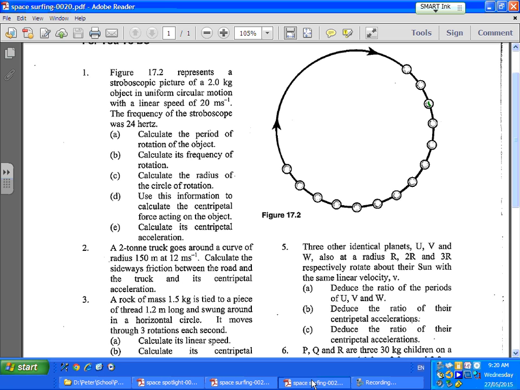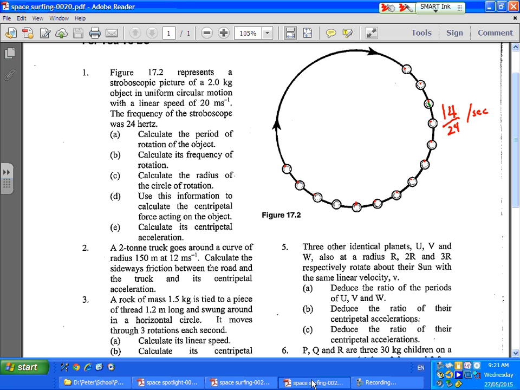So the first thing, calculate the period of rotation of the object. How long does it take to make one circuit of this circle? How many flashes? That's a good question. So you've got a starting one, 2, 3, 4, 5, 6, 7, 8, 9, 10, 11, 12, 13, 14. Might need to calibrate it. So you've got 14 flashes out of 24 per second.